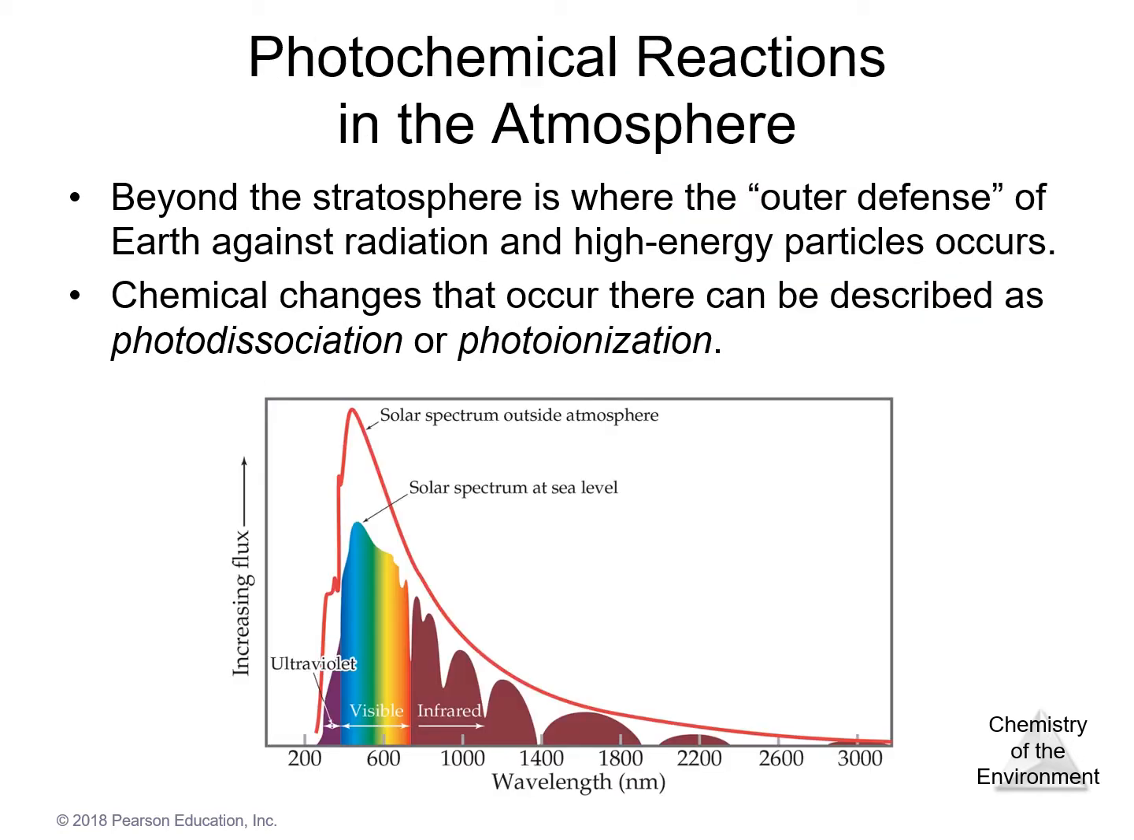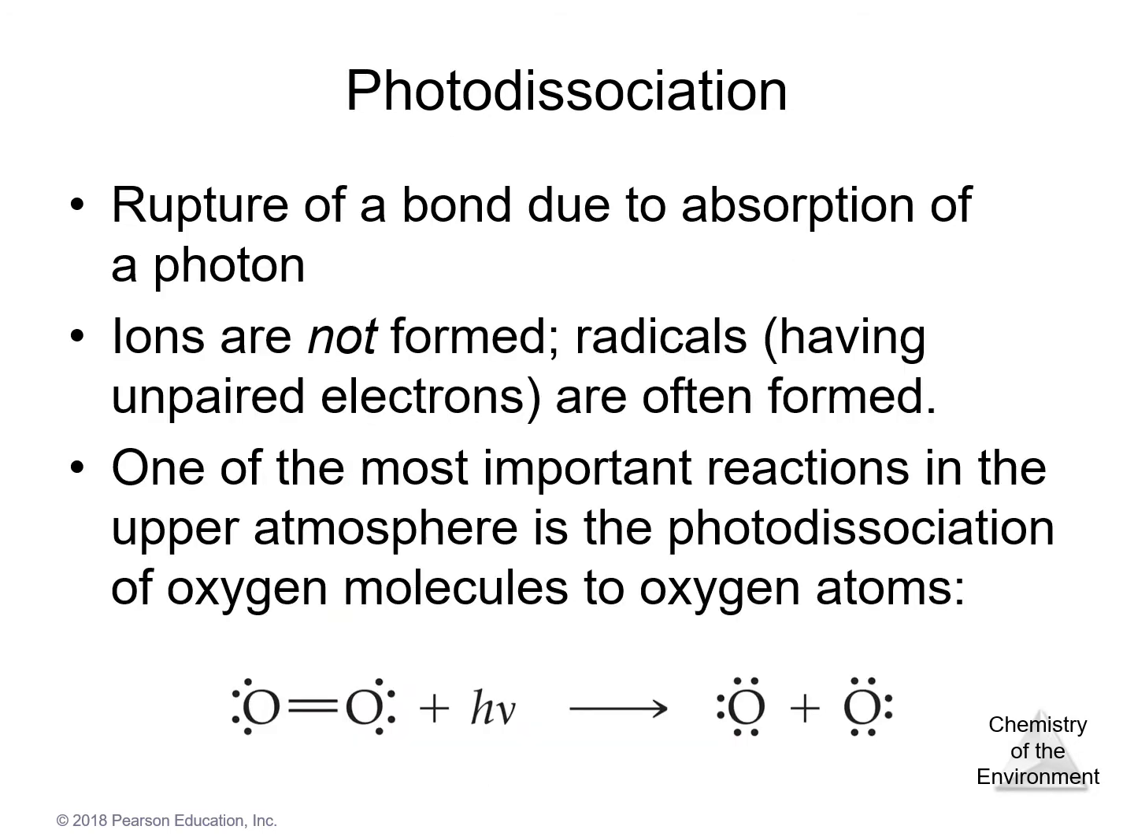Now, there are certain types of photochemical reactions in the atmosphere. So we have our outer defense, the ozone, as in "save our ozone" and everything. Our outer defense of the earth technically protects against radiation and high energy particles. Now, the chemical changes that occur with that are called photodissociation or photoionization. Photodissociation is a rupture of the bonds due to absorption of a photon. Ions are not formed. Radicals having unpaired electrons are often formed.